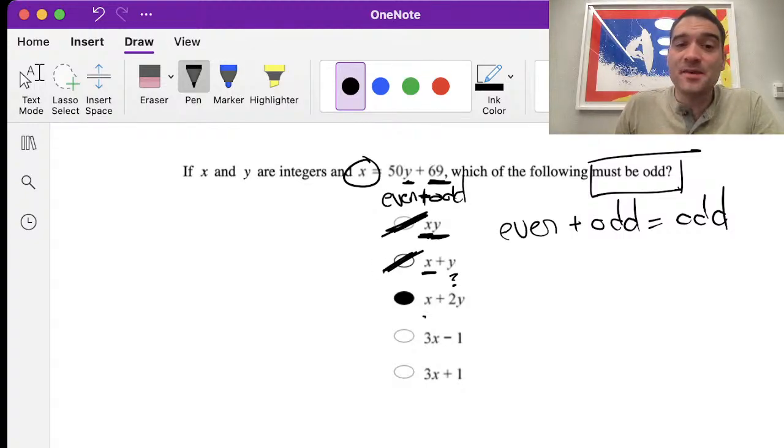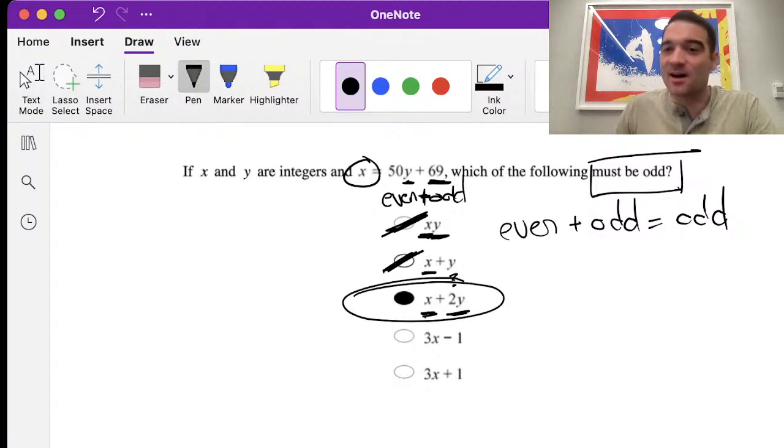But an odd number plus an even number, this has to be even, right? 2y must be an even number no matter what y is. Well, that has to be odd.